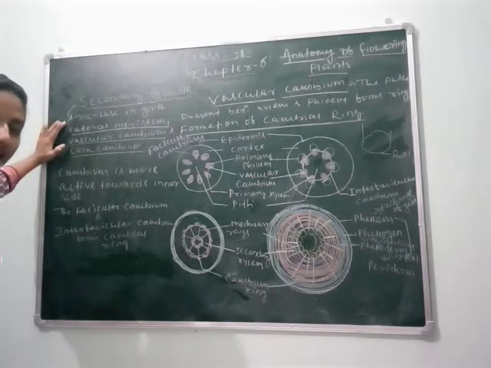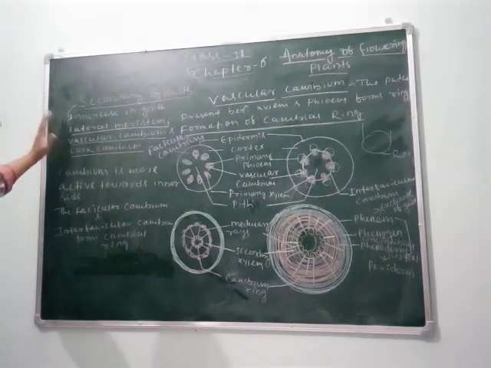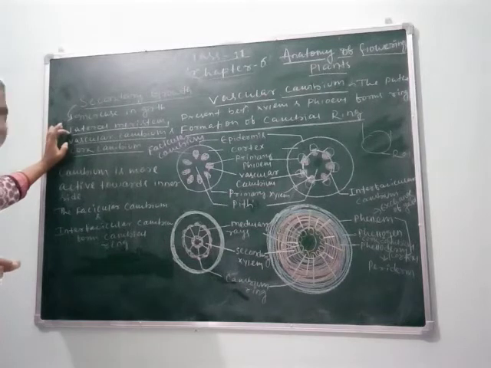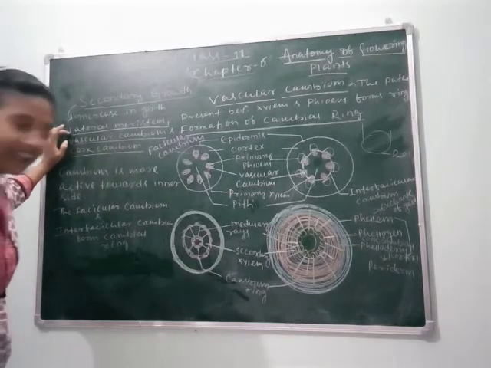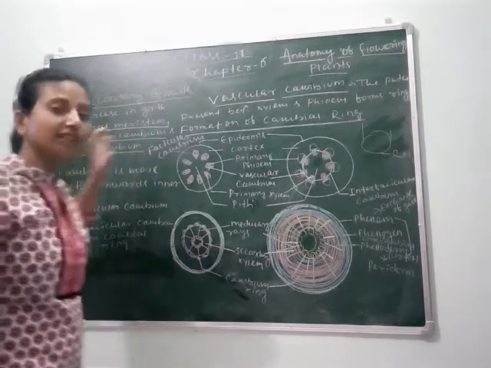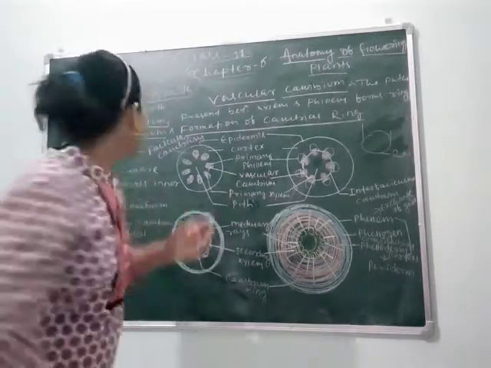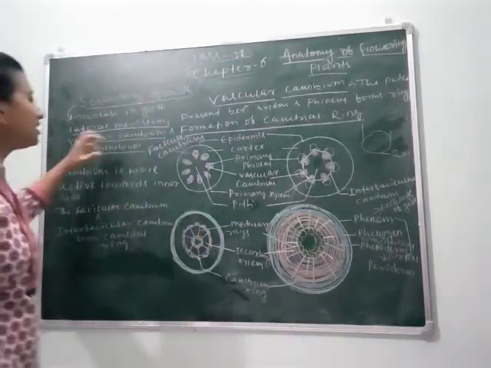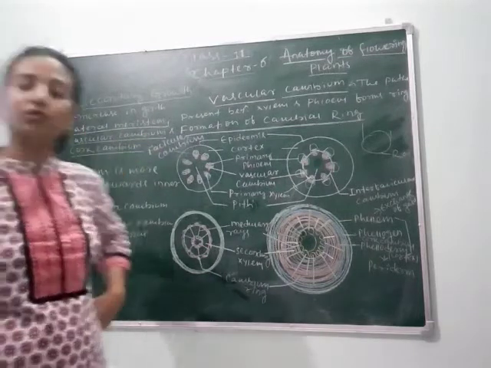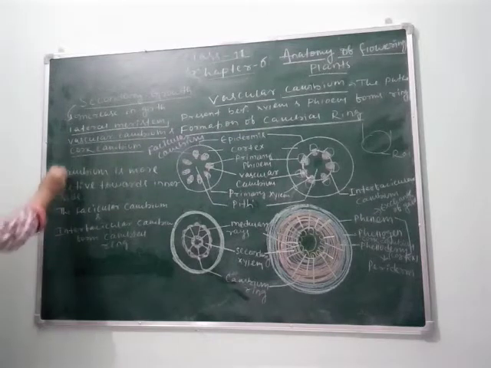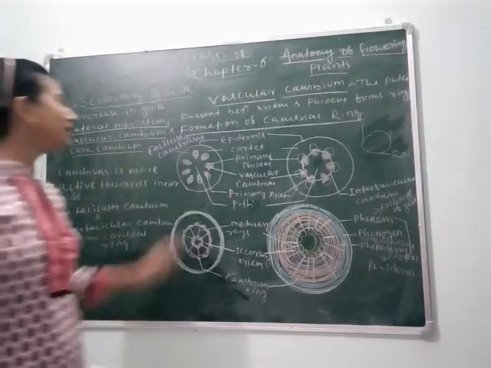Clear students? Secondary growth is only shown by dicot plants. The parts which go through secondary growth are the lateral meristem, which is present laterally; then the vascular cambium, which is present between the xylem and phloem; then the cork cambium, which is formed later, and is called phellogen. We will study about this. So let's understand it through a diagram.